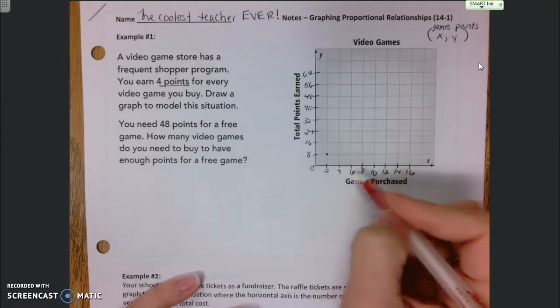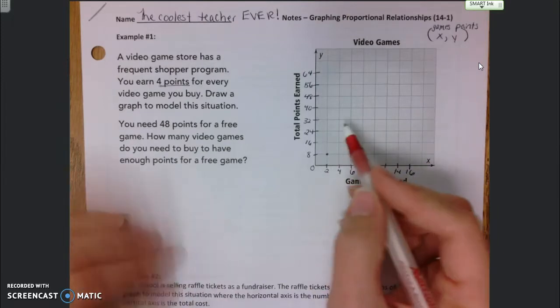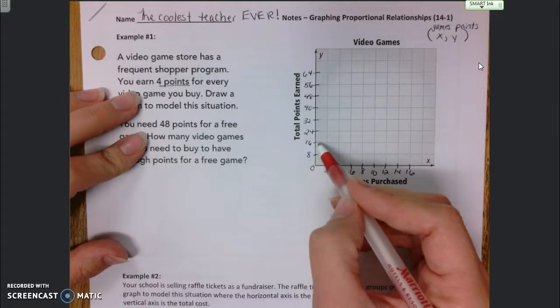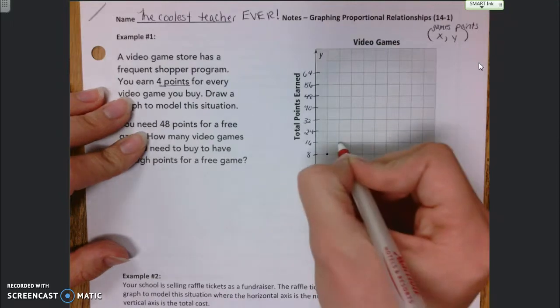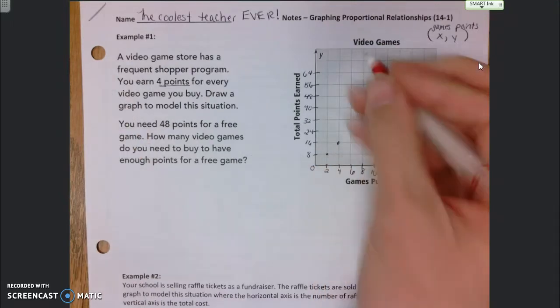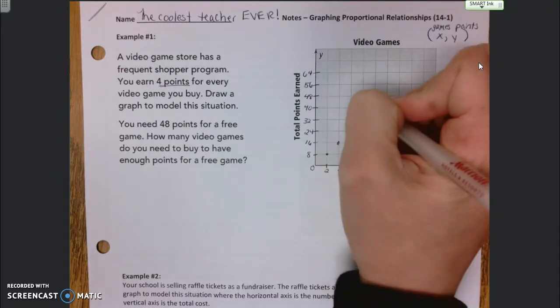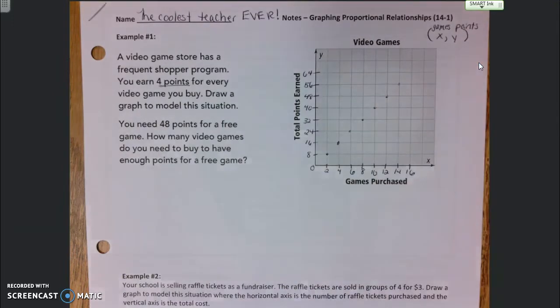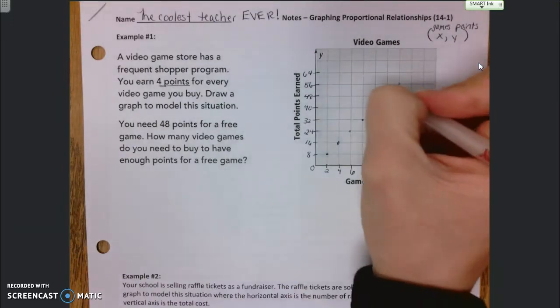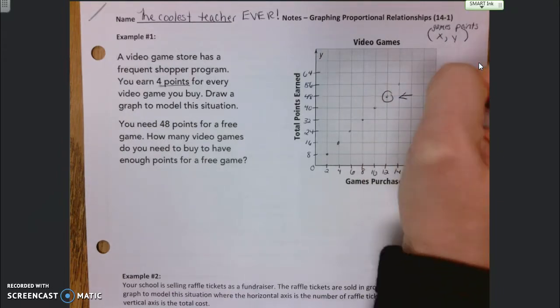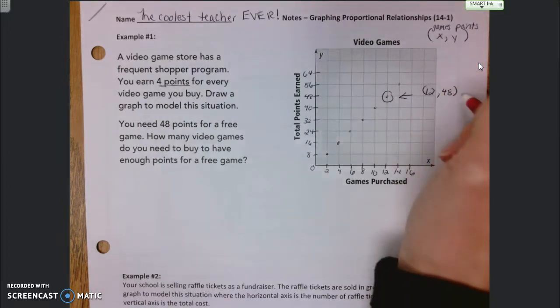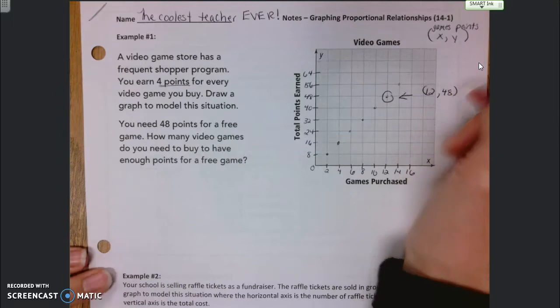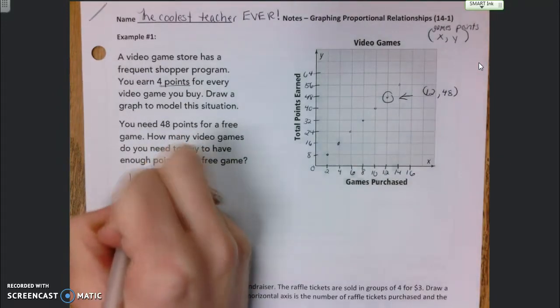I'm going to continue this pattern. If I earned 16 points, well, 16 points divided by the 4 points to get me the free video game, that would mean that I end up with 4 video games. So if I keep going with the pattern, and I know that there's other ways to do this, but we have to have the graph filled in, I see that this point right here is the point 12, 48. 12 games, 48 points. So I know that I can buy 12 games.